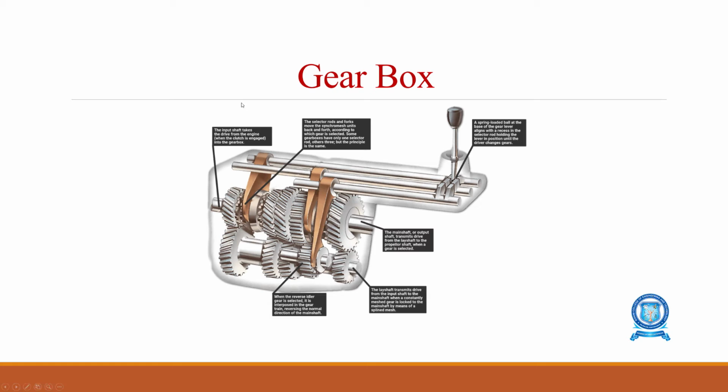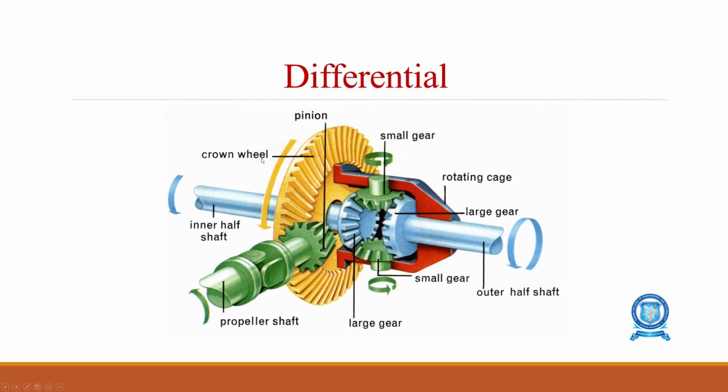In this diagram I have given a constant mesh gearbox. This is the constant mesh gearbox. The different types of gearbox and their operation, major roles and workings will be explained in the upcoming videos. So this is the differential.